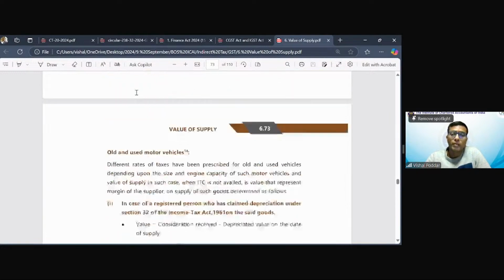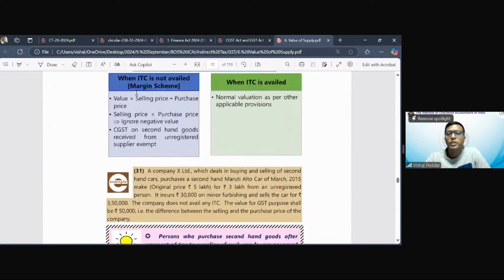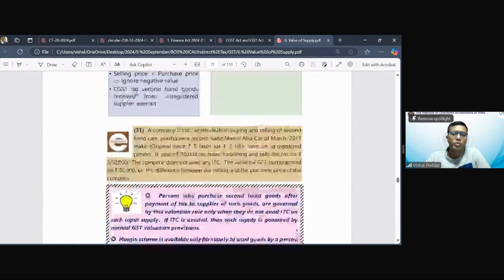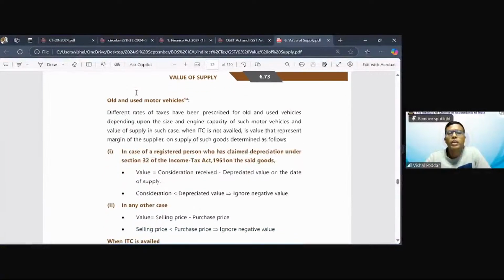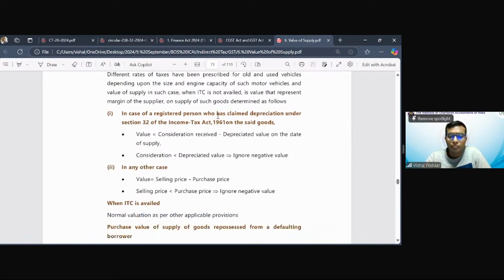Now, remember one thing, the above rule, which we just studied, applies to any second-hand goods. But what we are going to study now applies only to motor vehicles. So a motor vehicle falls in the above rules also and this rule also, but the above rule is only for dealers of second-hand goods. This rule is for the person who has used the motor vehicle himself and is now selling the motor vehicle. What it says, the value is equal to consideration received, that is my sale price, minus the depreciated value on the supply.